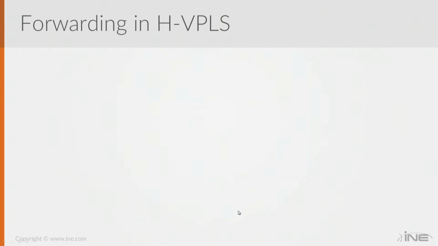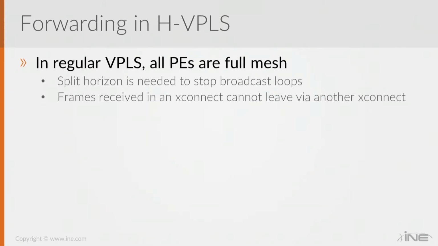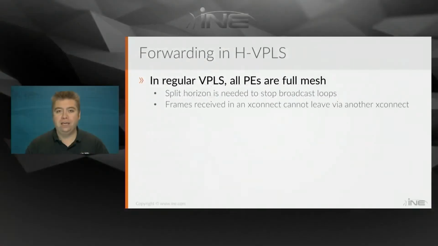With regular VPLS, there's a basic split horizon logic that says when I receive a frame in a pseudo wire or in an X-connect belonging to that particular bridge domain, I'm not allowed to send the packet out another pseudo wire that belongs to the same bridge domain.